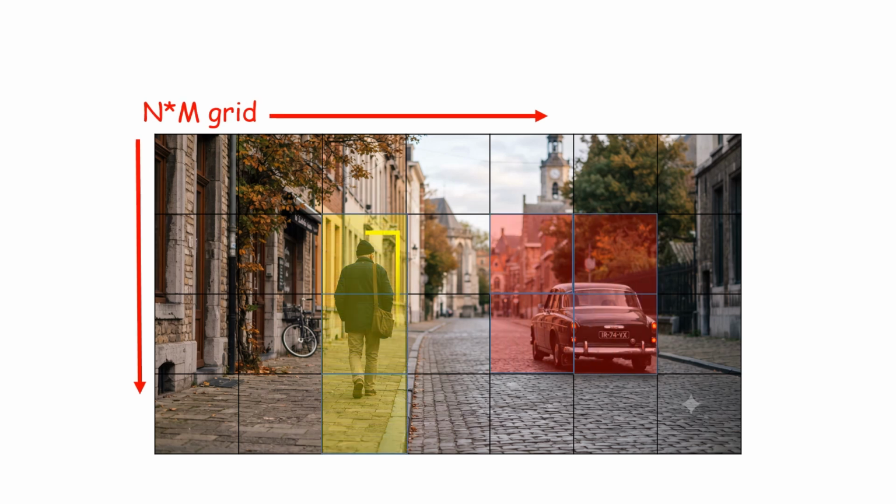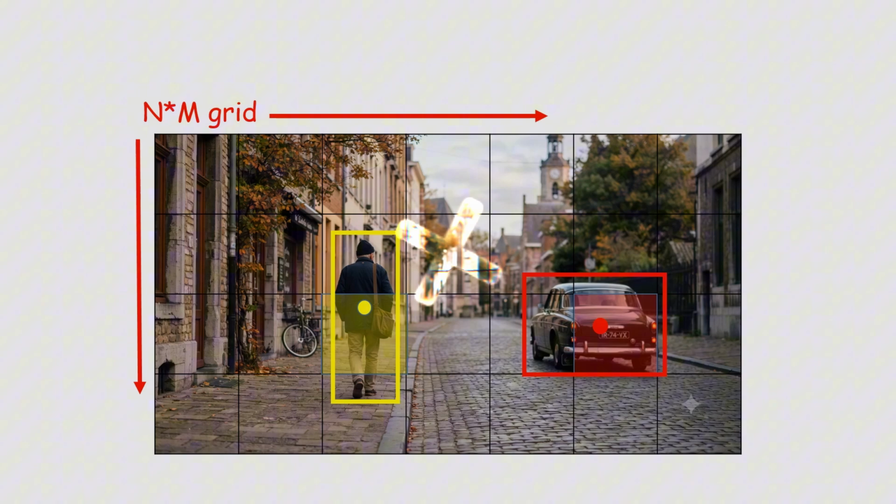For example, as you can see in this image, only the yellow and red grid cells are responsible for detecting the pedestrian and the car, because the centers of those objects fall inside these cells. Even though parts of an object may extend into neighboring grid cells, those cells are not responsible for predicting that object. Only the cell containing the object's center predicts its location and class.